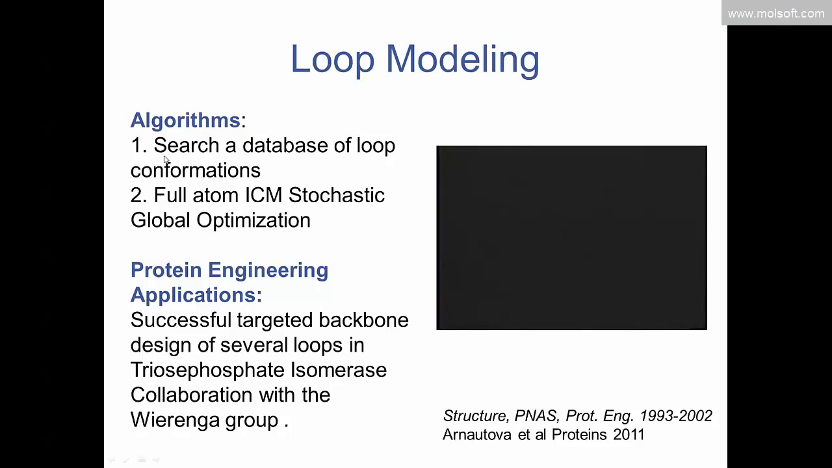So basically for loop modeling, there are two different approaches. You can search a database of loop conformations, or you can use MolSoft's full atom ICM stochastic global optimization procedure.